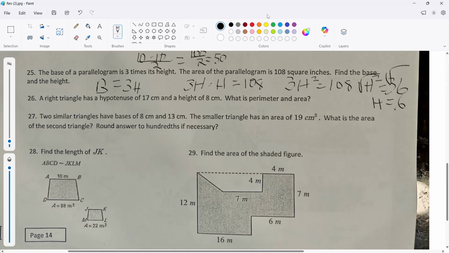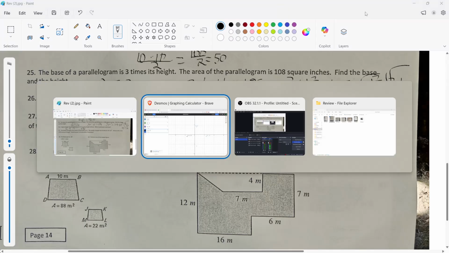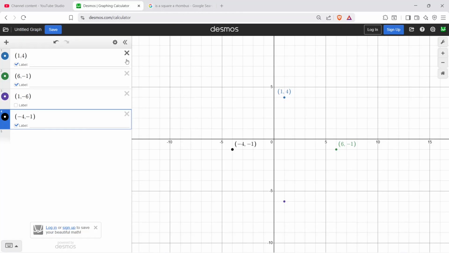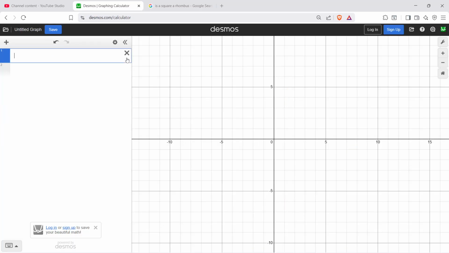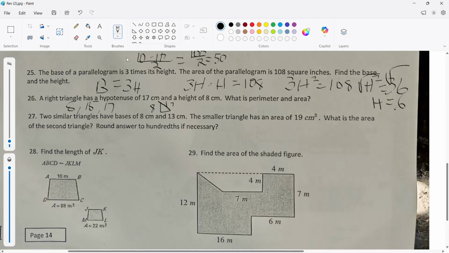A right triangle has a hypotenuse of 17 and a height of 8. What is the perimeter and area? Well, you can use the Pythagorean theorem, or you will also find that there is a Pythagorean triple that is 8, 15, 17. And I will prove it on Desmos. Square root of 8 squared plus 15 squared. See, it's 17. So it's an 8, 15, 17.